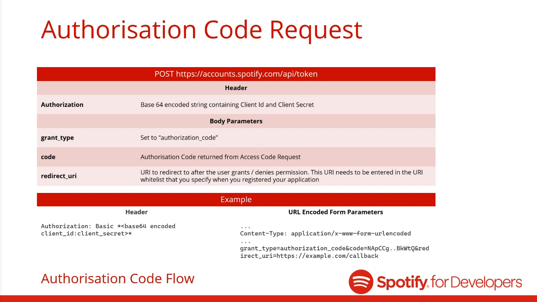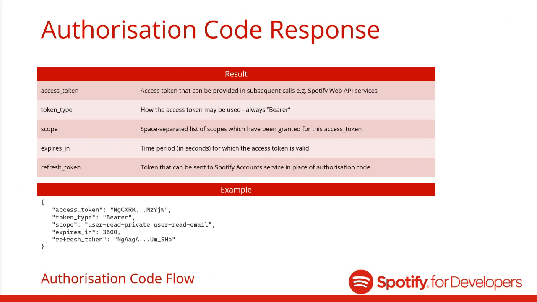Then, secondly, your application can request the refresh and access tokens, and you provide a header with a base64 encoded string containing the client ID and the client secret. That's what you get from the Spotify dashboard when you signed up, and then the body parameter includes the code you got from the access code response. When you perform a post request to the token endpoint, you'll get a result. If that's successful, you'll get a status code of 200, and you'll get these values, which include the access token itself, which you can use with the Spotify API, and a refresh token.